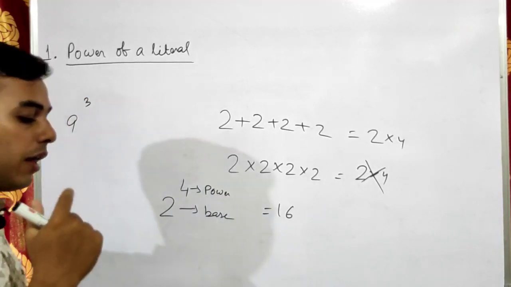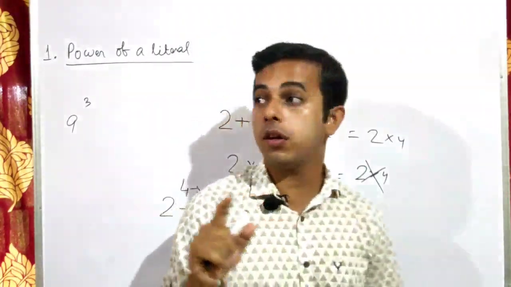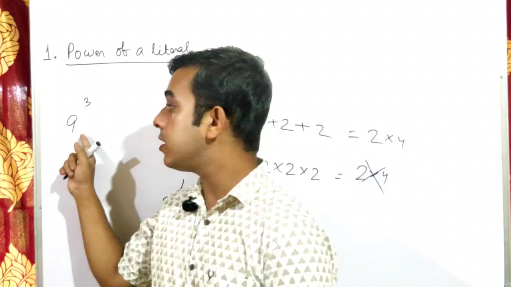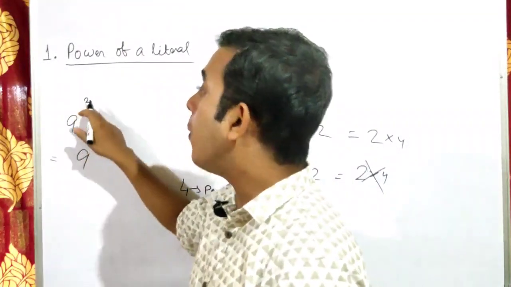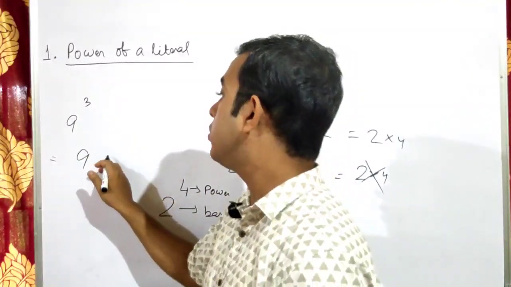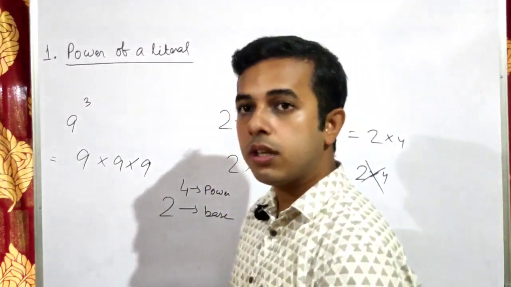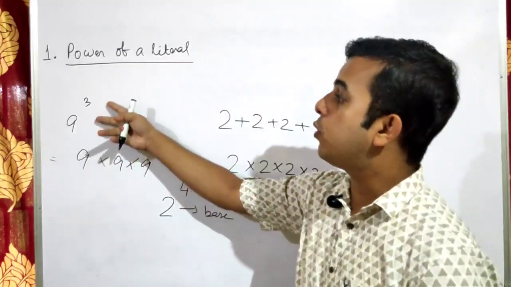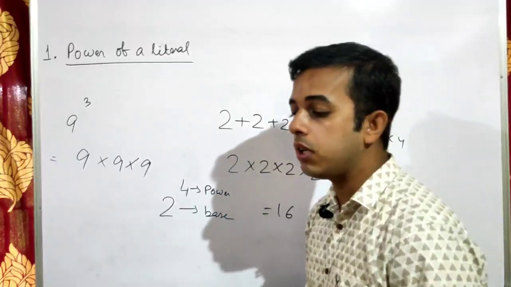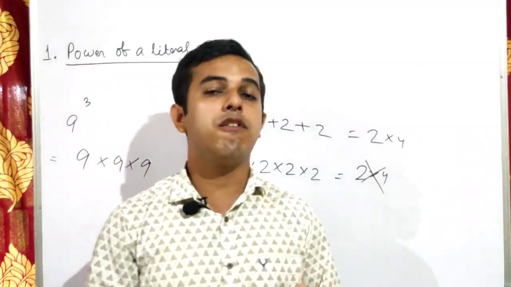The number which you find in the base is the number that is multiplied. Which number is in base? Here 9 is in base, isn't it? How many times is it multiplied? 3 times. So 9 into 9 into 9. Clear? This form, 9 to the power 3, 2 to the power 3, is known as exponential form.